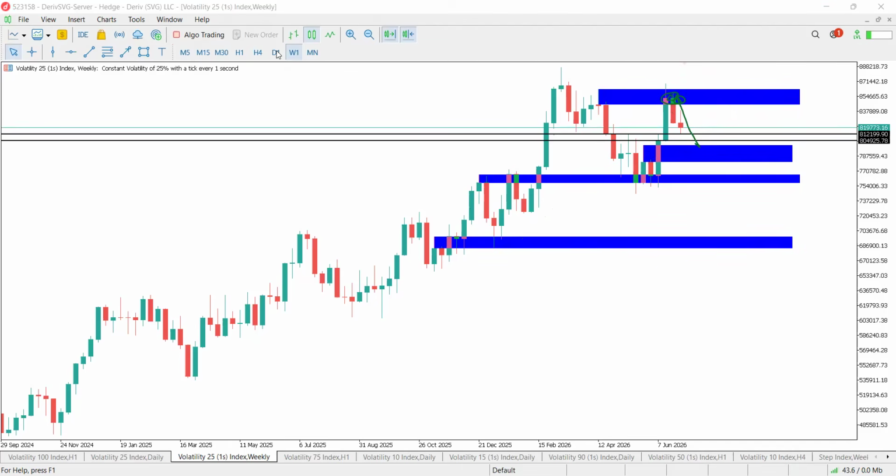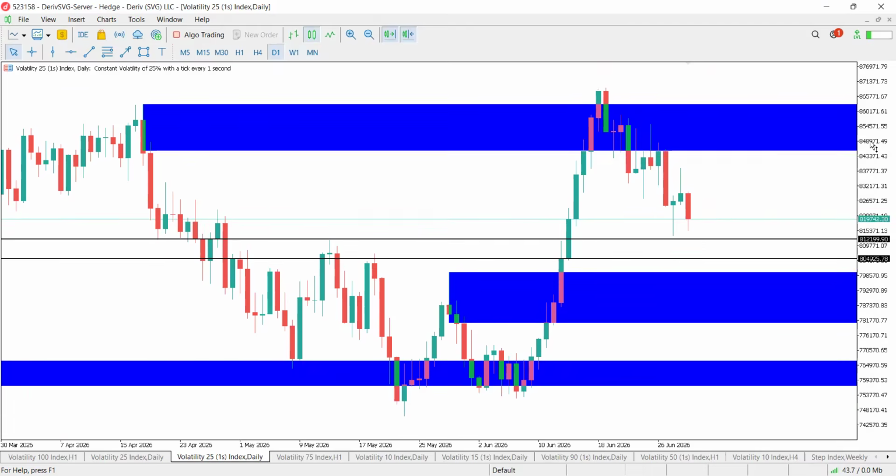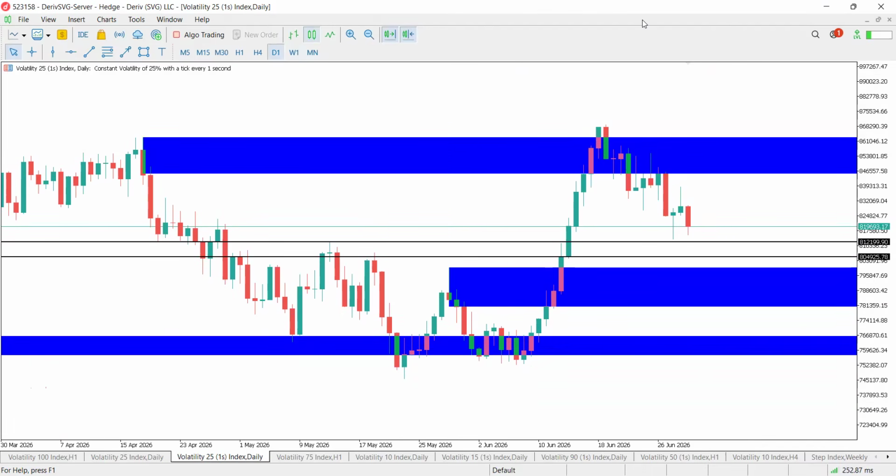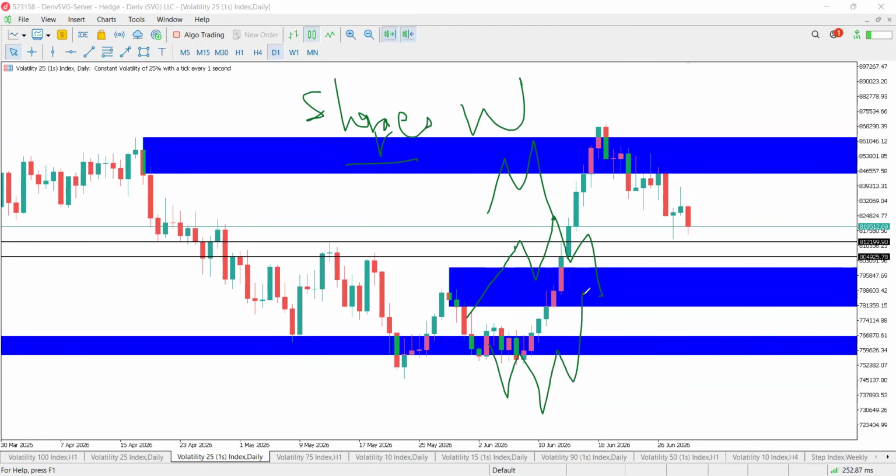Let's go to the first structure time frame. What's the first structure that we are seeing? What do I mean by structure? The structures that we trade are shapes. We do have W's, M's, head and shoulders, and inverse head and shoulders. Then we also trade impulses.